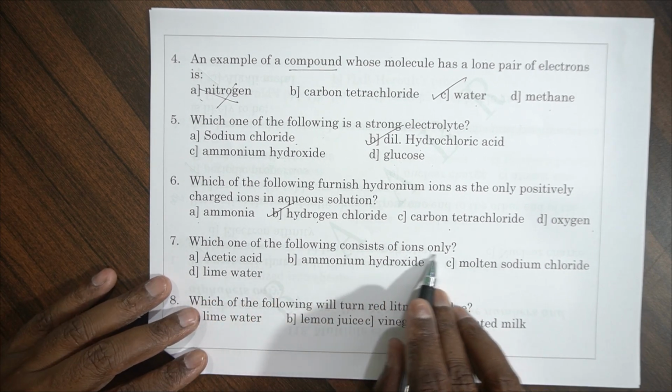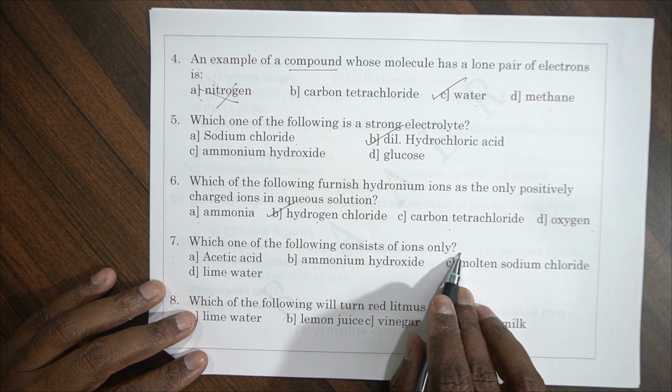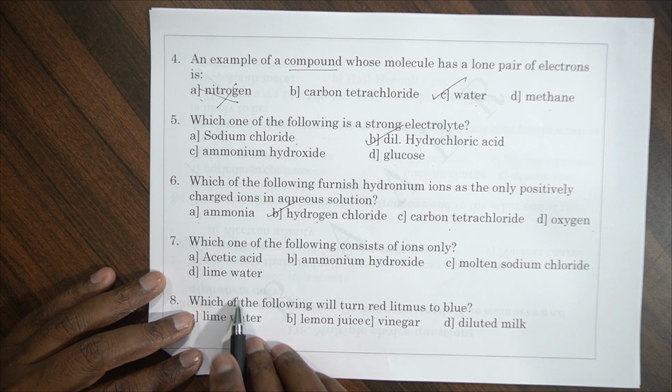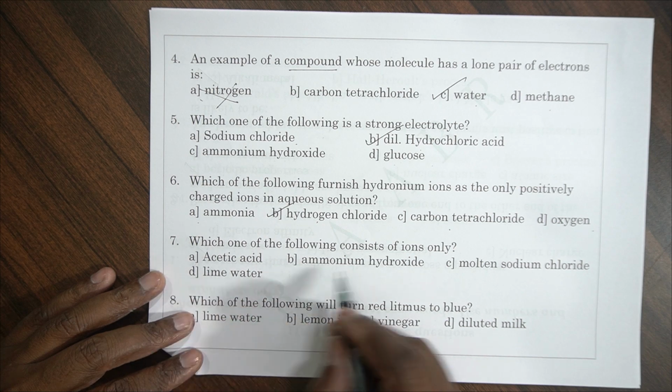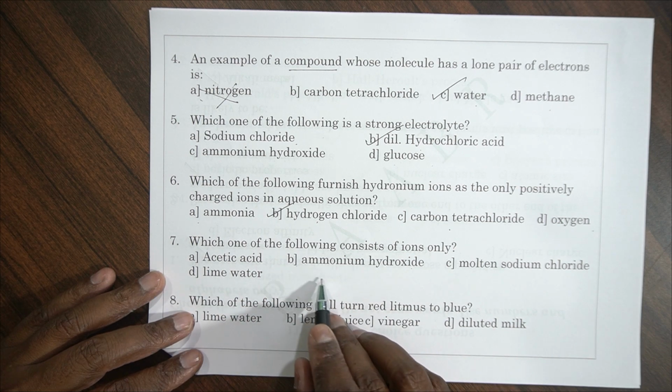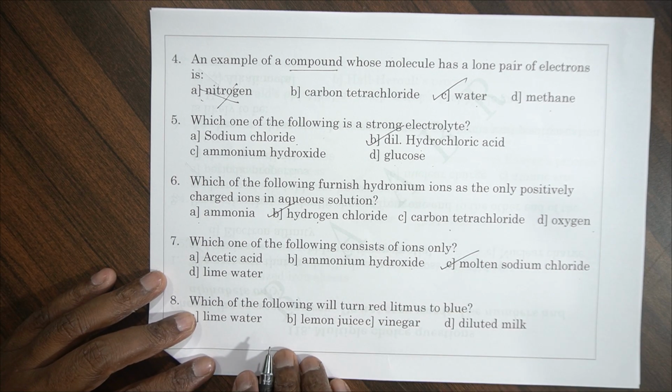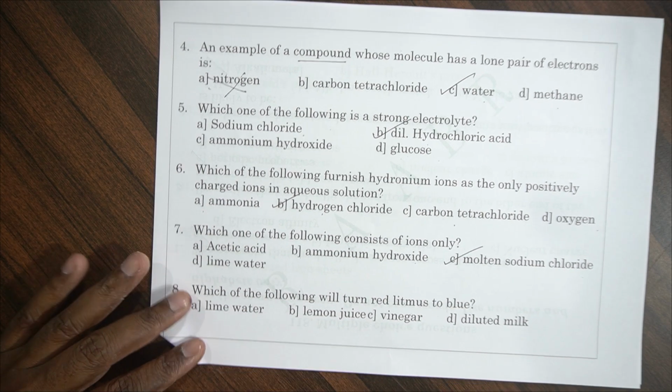Which one of the following consists of ions only? Ions only, we have studied, means it's a strong electrolyte. Acetic acid is weak, not. Ammonium hydroxide is weak, no. Molten sodium chloride, yes. This will have only sodium ions and chloride ions. Lime water is weak, right.